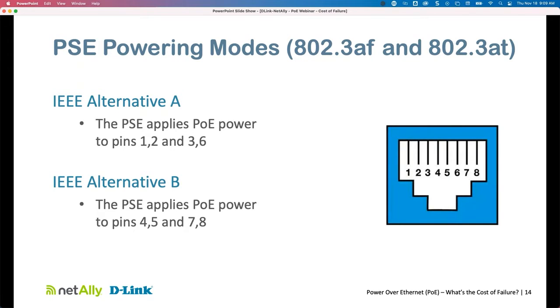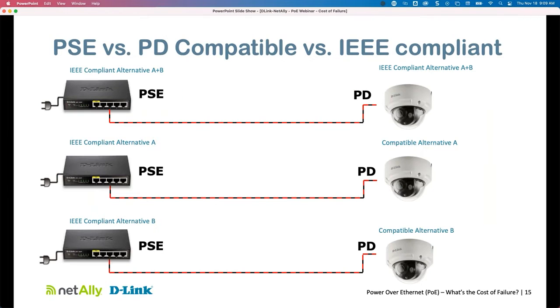Alternative A, that's where the power is over pins 1, 2, 3, and 6. Alternative B, where the pins are 4, 5, 7, and 8. And that's what you look for. On the next slide, we'll see that you'll have the PSEs and the PD. There's a big difference between a compliant product and a compatible product.